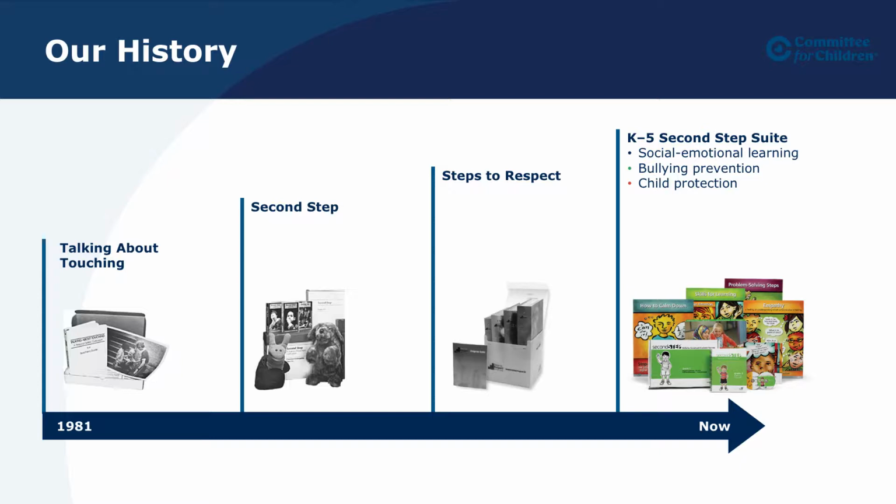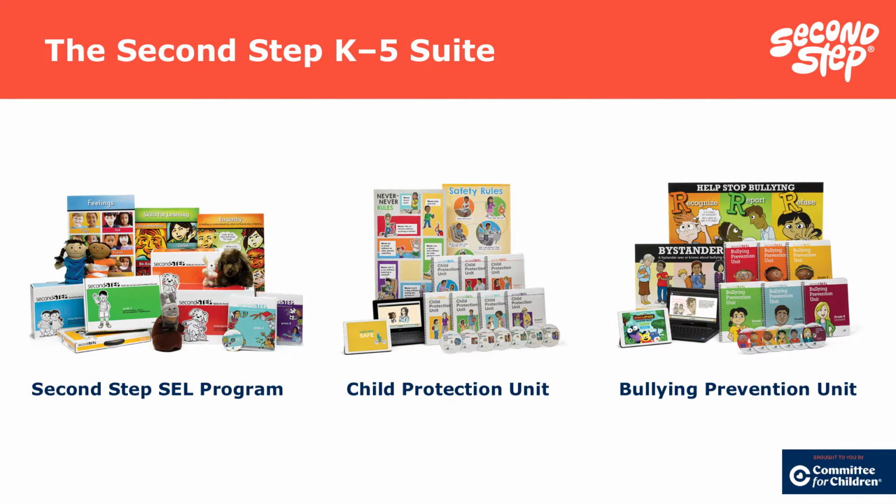And we decided that as we were revising, many schools wanted to address all three issues and really bring a comprehensive approach, which brings us to the Second Step suite, which is our social emotional learning, bullying prevention, and child protection program or unit. So that's a look at those materials, and you can see the colorful posters and the puppets for the younger ones, some CDs and DVDs, so very interactive and kid-friendly materials.